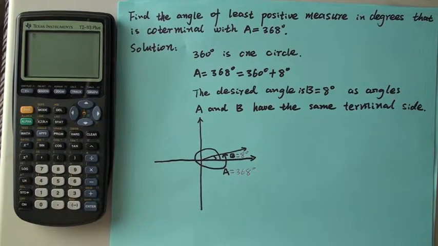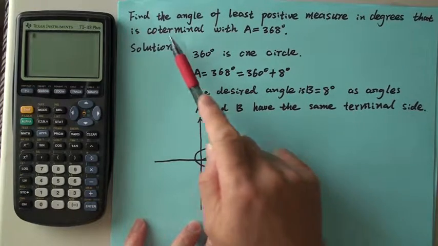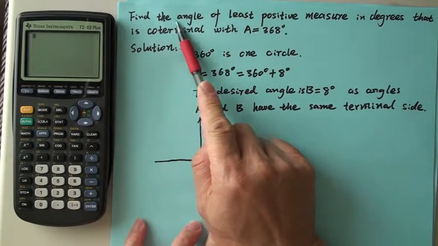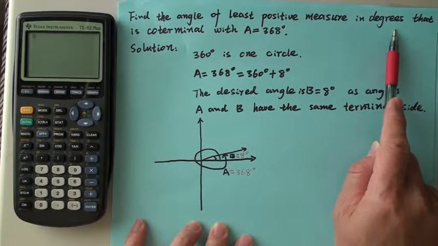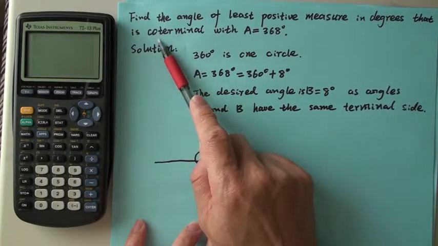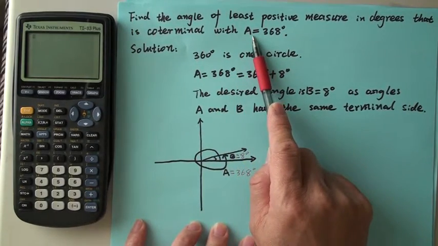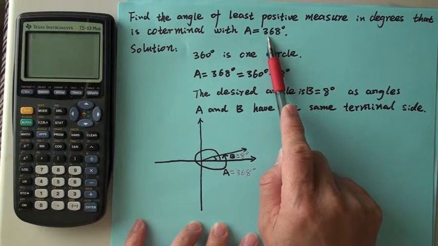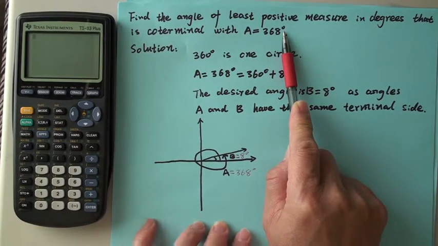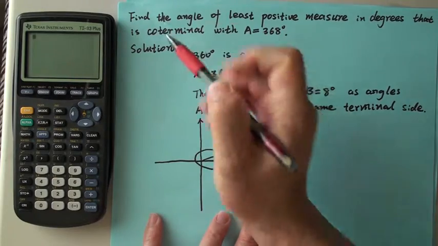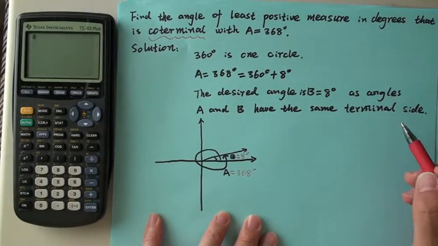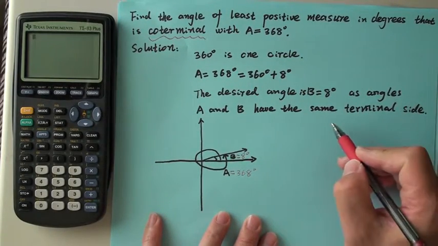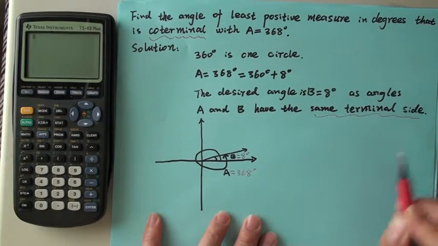In this lecture, we will talk about a few examples. The first one is to find the angle of least positive measure in degrees that is coterminal with angle A equals 368 degrees. What's the meaning of coterminal angle?